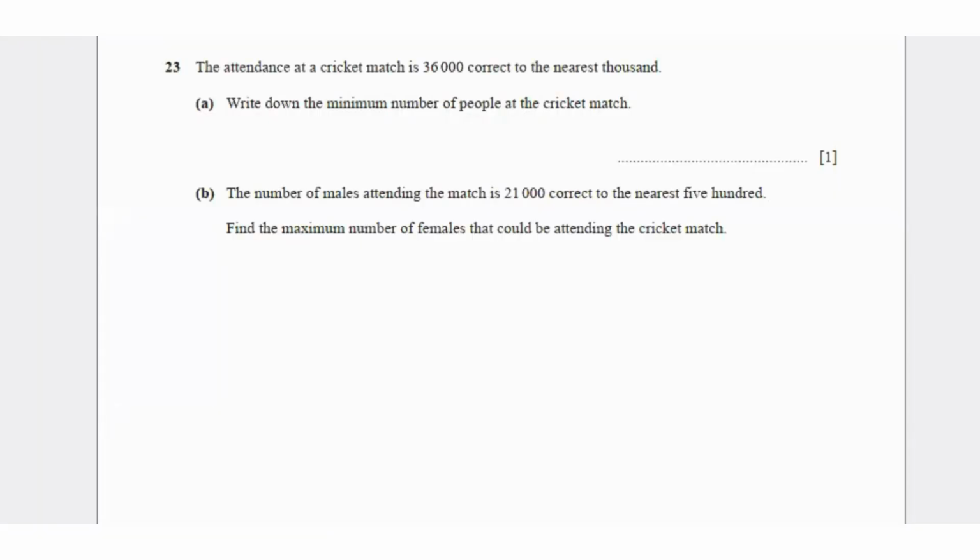So in this question, they're asking us to write down the minimum number of people at the cricket match. What we have is 36,000 correct to the nearest thousand, which means the lowest amount would be 35,500. Why? Because let's say it was 35,499, that would be rounded to 35,000. In order for us to round up to a greater number, it has to be 5 or greater. So 35,500 is the minimum number that we can round to 36,000 correct to the nearest thousand.